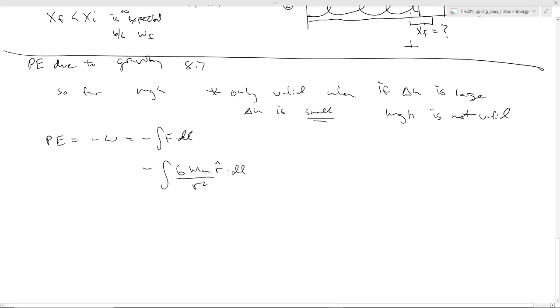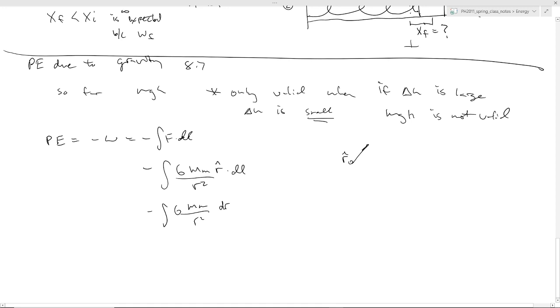And really what that means is, recall r hat is pointing between the objects. So the dl that we're concerned with would be pointing along the object between. In other words, it's up as we go up. So this becomes an integral of 1 over r squared dr.